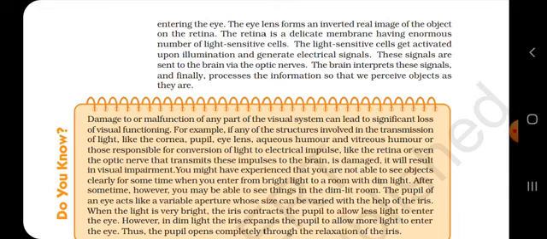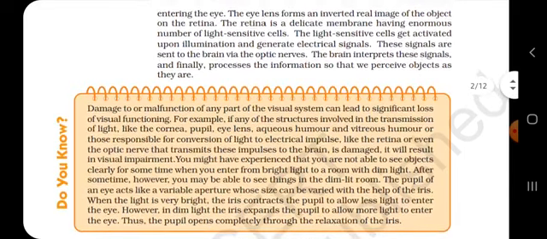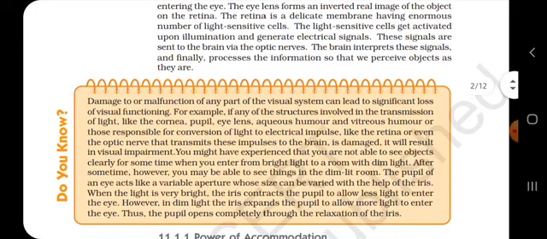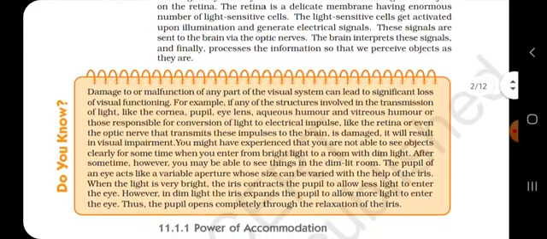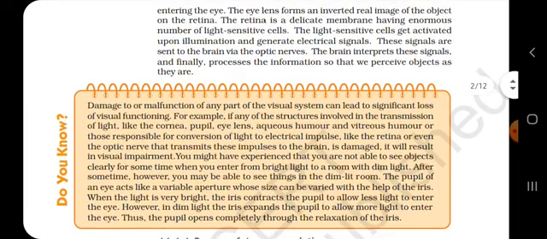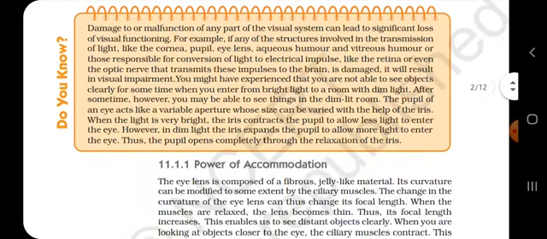These signals are sent to the brain via optic nerves. These optic nerves are actually the nervous system, or the neurons, through which an electrical signal is sent to the brain, and we can identify the object kept in front of us. They are quite fast and work in a fraction of a second. And thus the brain interprets the signals and finally processes the information so that we perceive objects as they are.